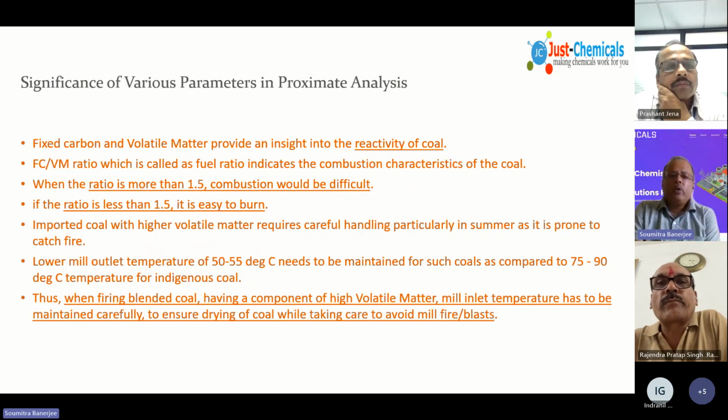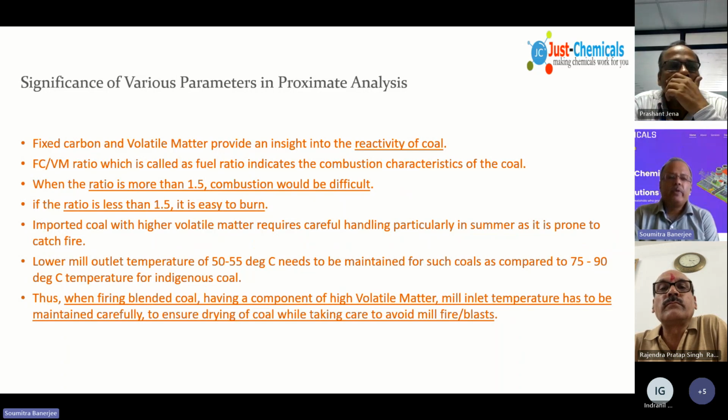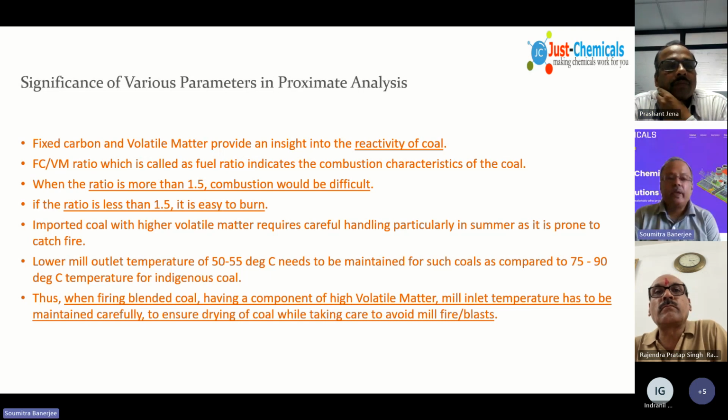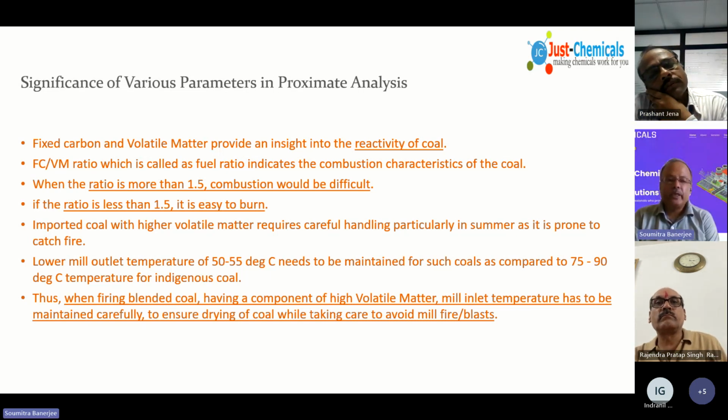Fixed carbon and volatile matter provide an insight into the reactivity of coal. The FC upon VM ratio, also known as the fuel ratio, indicates the combustion characteristic of the coal. When the ratio is more than 1.5, combustion would be difficult. Is it so in your coal? FC upon VM is not an issue. If the ratio is less than 1.5, it is easy to burn.